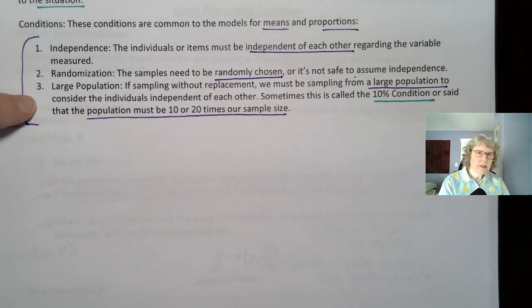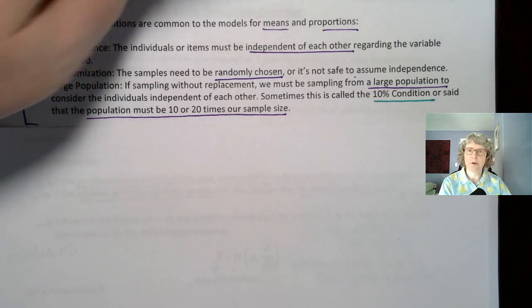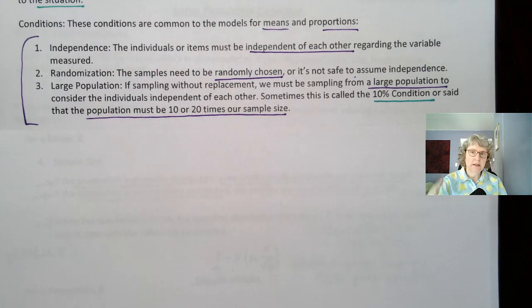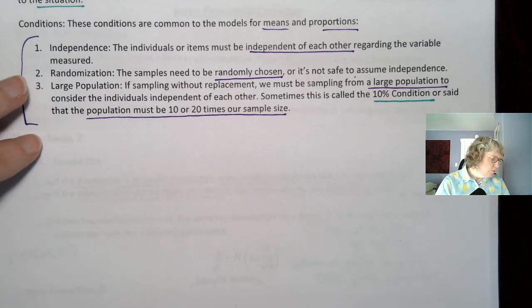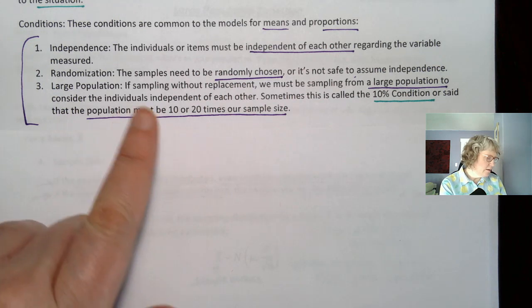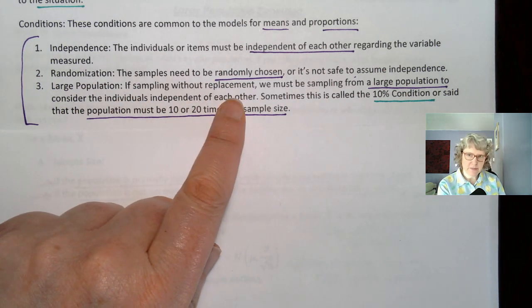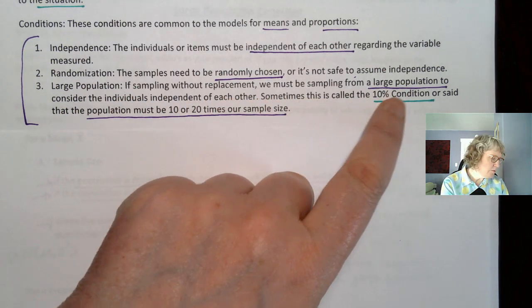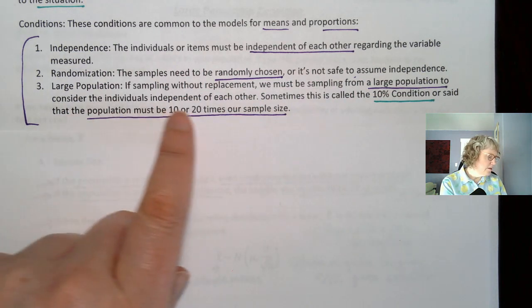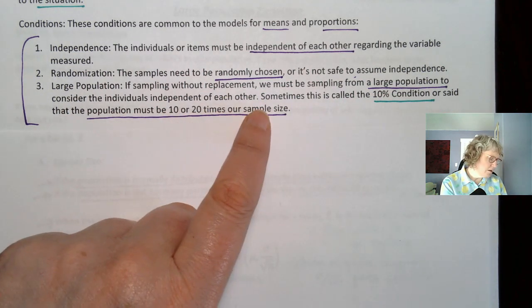So the large population condition is needed for means and proportions. For any sampling distribution and anything that uses a sampling distribution, like when we do confidence intervals and hypothesis tests using these theoretical methods, we need to check for this, okay? So if we're sampling without replacement, we must be sampling from a large population to consider the individuals independent of each other.